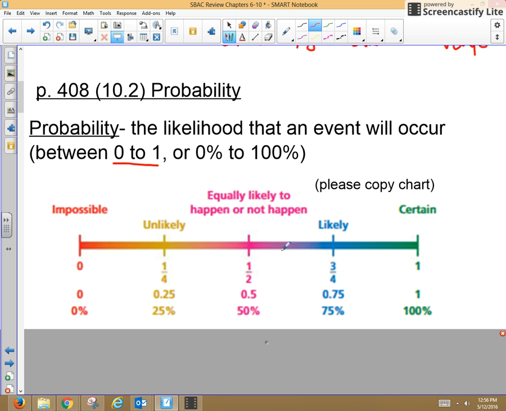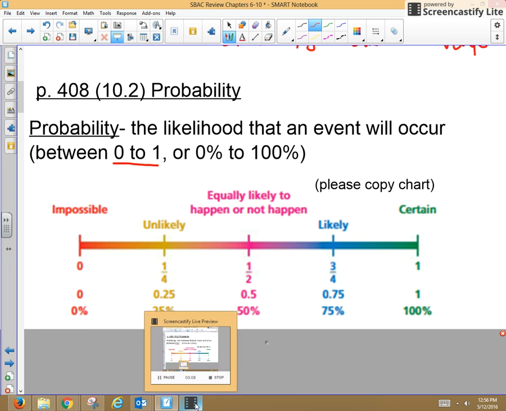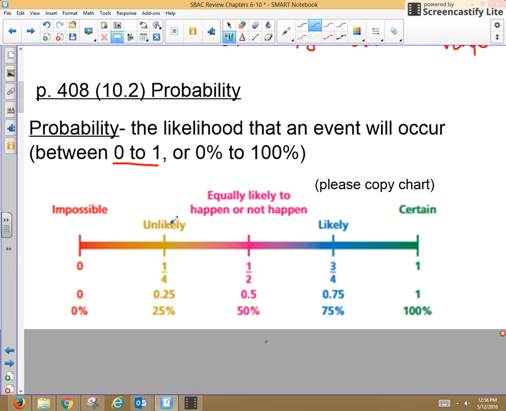This is a probability chart. At 0%, it is impossible. At 1/4 or 25%, it's considered unlikely. At 1/2 or 50%, it's equally likely to happen or not happen. 75% is likely, and at 1 whole or 100%, it is definitely going to happen. It is certain.